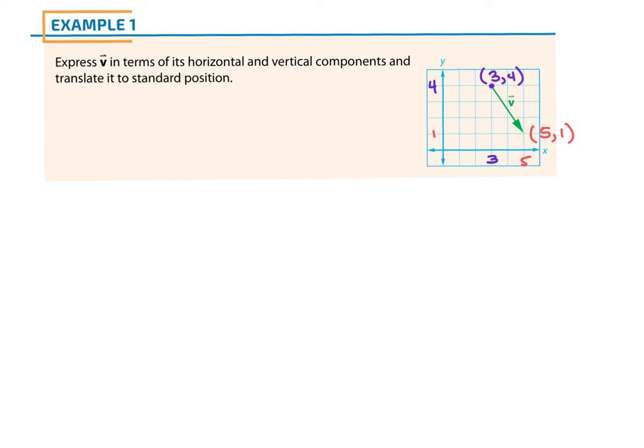If I want it in component form, they gave me the variable I'm gonna use, the component form of this is going to be my X values subtracted. I start with my ending X value, which is 5. I subtract my beginning X value, which is 3. So in vector form, this is going to be 2. All right. My Y values, I'm going to say 1, my ending Y value, minus my beginning Y value, 4. So this is going to be negative 3.